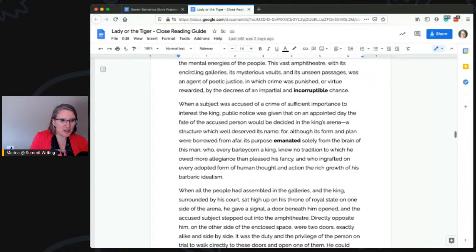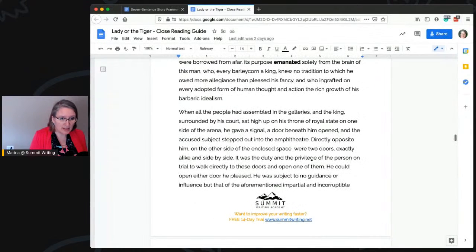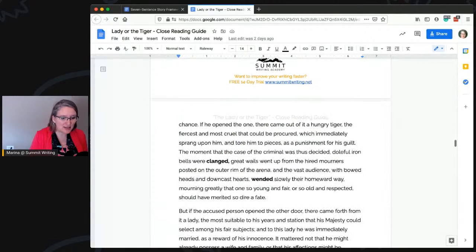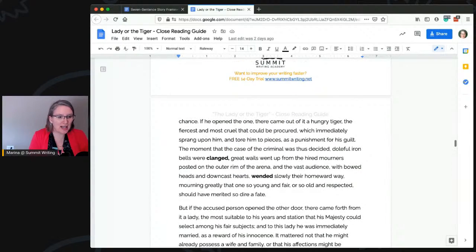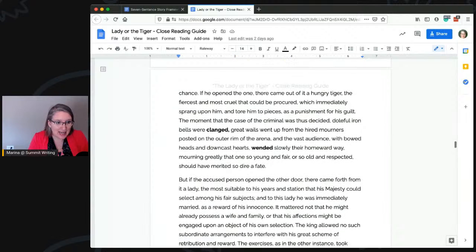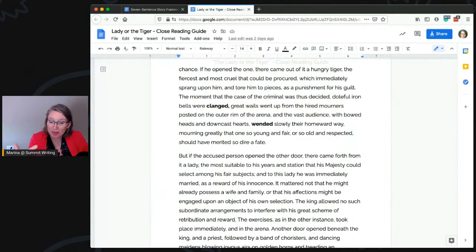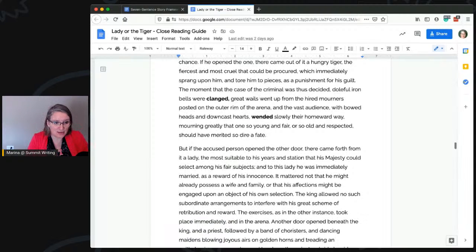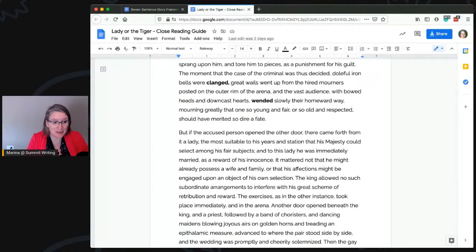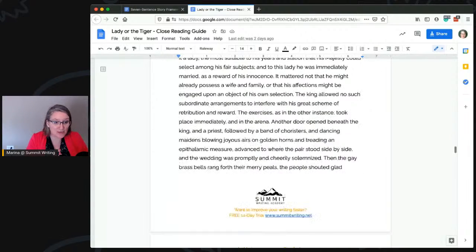So, when a subject was accused of a crime of sufficient importance to interest the king, a public notice was given, and then on the appointed day, they would go to the arena. All right. And all the people would be there. So do you see how we're just skimming through looking for an idea? And he describes it all the way through here. This is The Lady or the Tiger is not set up just because his daughter was involved with somebody that he didn't like. This was how he handled everything.